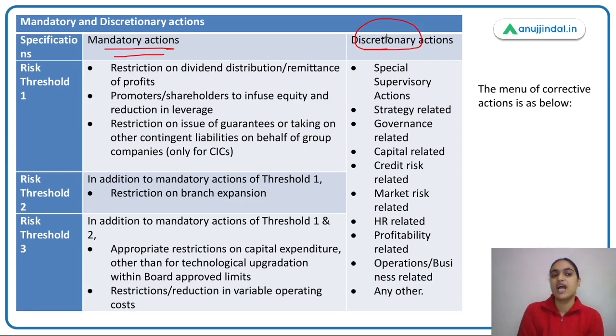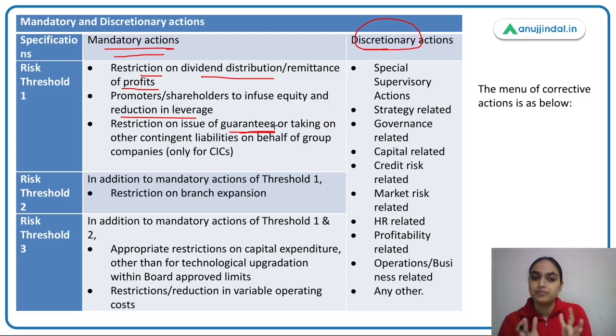So the mandatory actions which are taken if you breach the first risk threshold is, first it will restrict you on the dividend distribution and remittance of profits. सो आप कितना डिविडेंड डिस्ट्रीब्यूट कर सकते हो, क्या आप अपने प्रॉफिट्स रेमिट कर सकते हो, उन सब पे रिस्ट्रिक्शंस लगा दी जाएंगी. Secondly, promoters and shareholders to infuse capital and reduce the leverage. आपको कम leverage लेनी होगी और capital infuse करनी होगी, ऐसे type के actions RBI ले सकता है. Then RBI can also restrict you as an NBFC on issuing the guarantees or taking the contingent liabilities on behalf of the group companies.